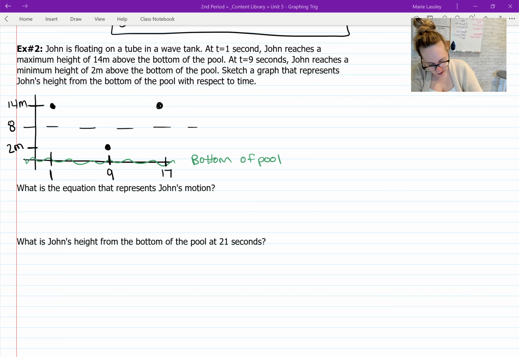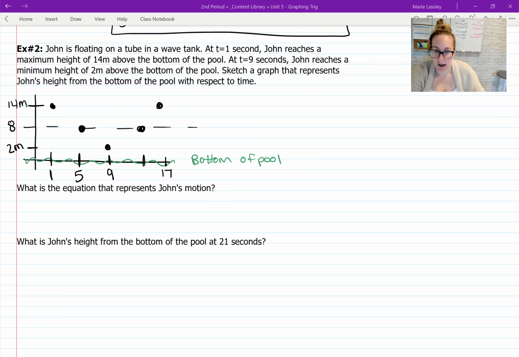Now we need to figure out our other x-axis points. So we're going to have these points here where it crosses that midline. I need to figure out what's between 1 and 9. Again, we can just do an average. We add 1 plus 9 and then divide by 2. That's going to be 5.